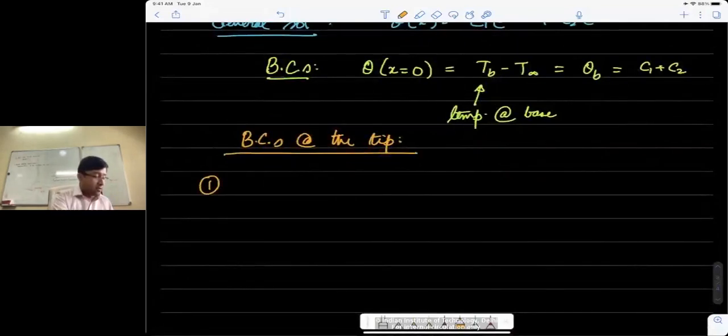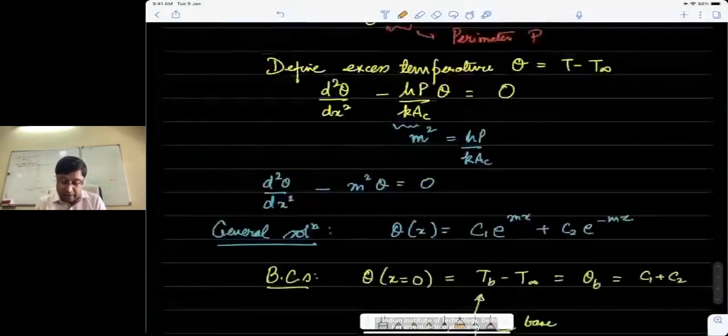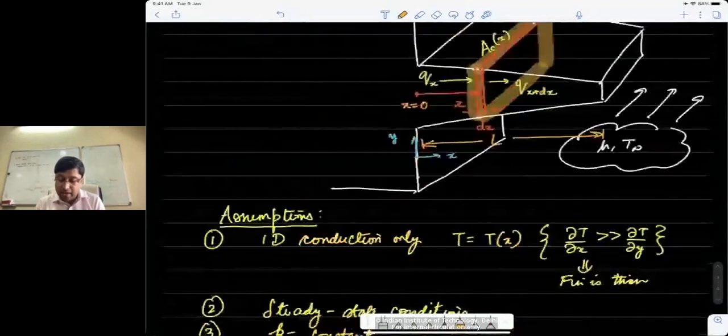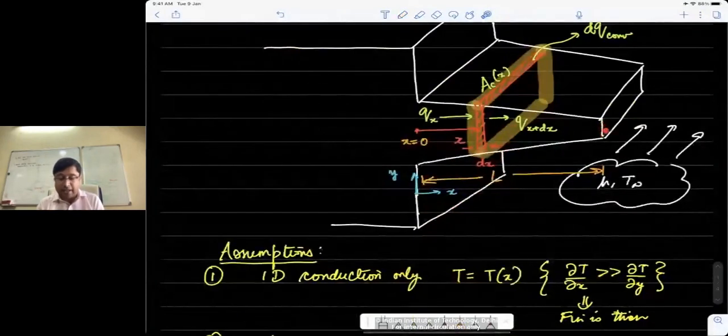So the first type of boundary condition is that if we say the fin was very, very long, so L goes to infinity. So it's a long fin, which means L is going to infinity. What should happen to that end? If you look at this sketch again, if the fin was very, very long, what do we expect at this point? What should be the boundary condition at this end, at x equal to L?